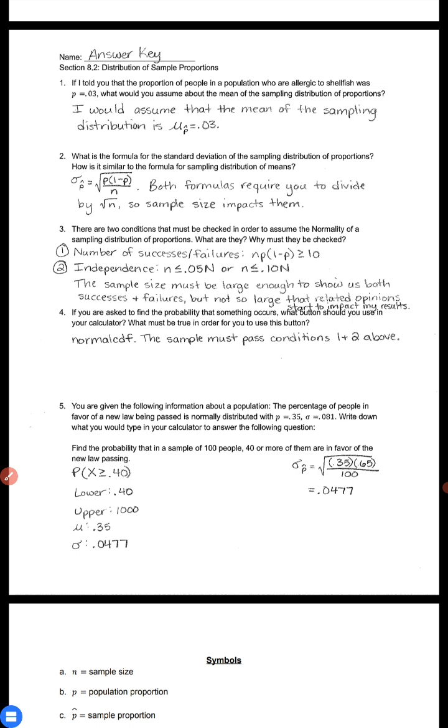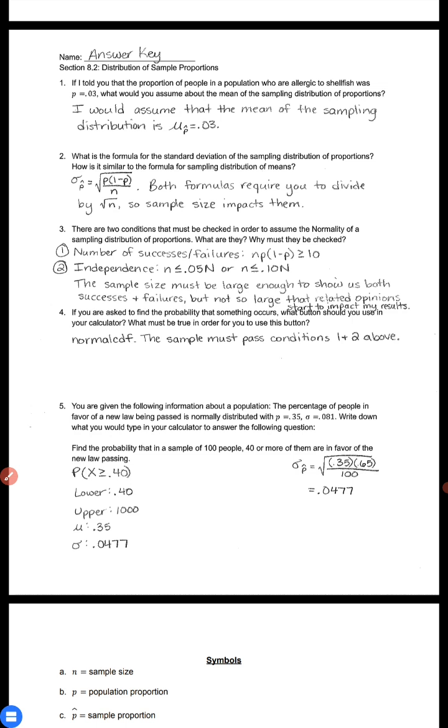All right, so if you are asked to find the probability that something occurs, what button should you use in your calculator? We're going to use that normal CDF button that you saw in previous units. And as long as these two conditions right here are met, you can use the normal CDF button to answer any questions that you're given. Okay? So let's look at an example.